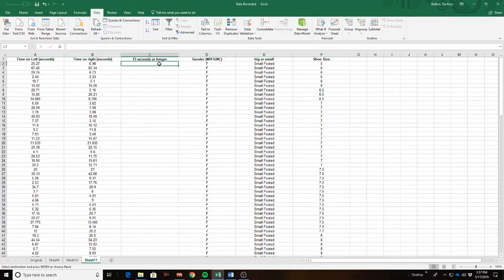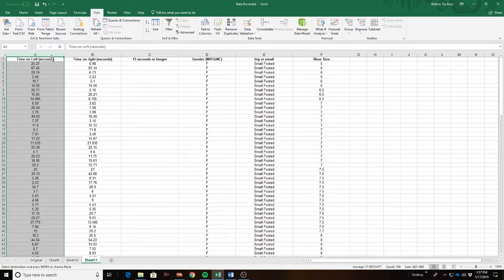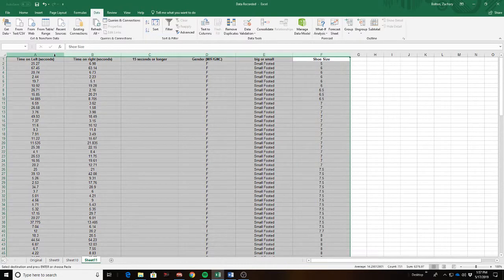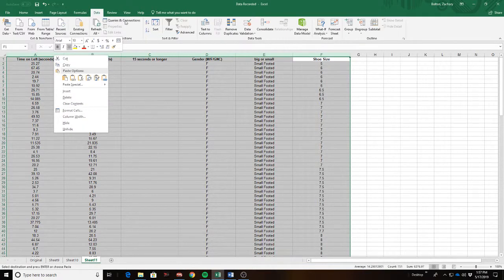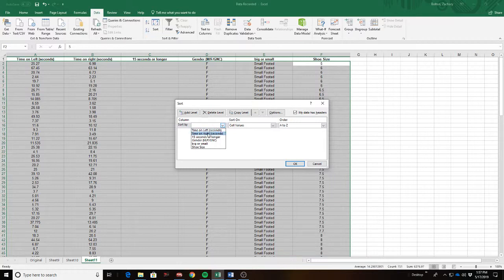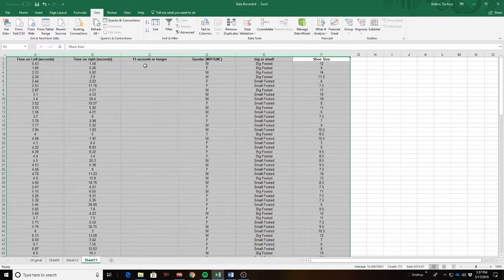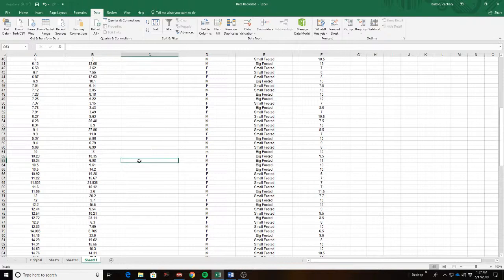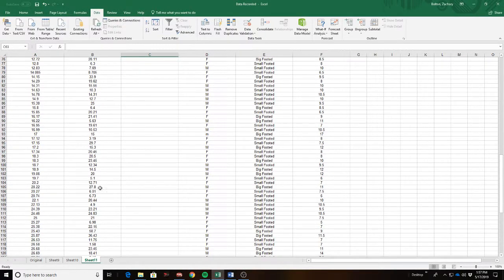And now this is a little bit different and a little bit trickier. Because we're looking at 15 seconds or longer, it doesn't matter if it's 15 seconds on the left foot or 15 seconds on the right foot. What matters is, were they able to stand on their toes on any foot for 15 seconds or longer? So what we need to do is sort by time on left foot first and figure that out. And then it'll be really easy because then we can just sort by the other one, and then fill in the blanks.